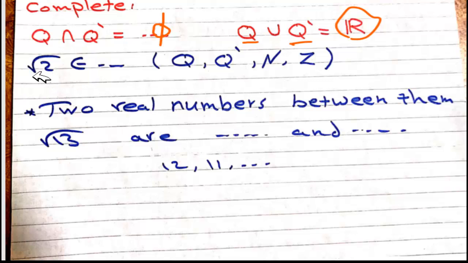Here root 2 belongs to what? Rational, irrational, natural, integer numbers. Of course it is not an integer number and not a natural number. Is root 2 an irrational number? Is it a perfect square? No, it is not, because I can't find a number that by itself gives you 2. So it will be an irrational number.